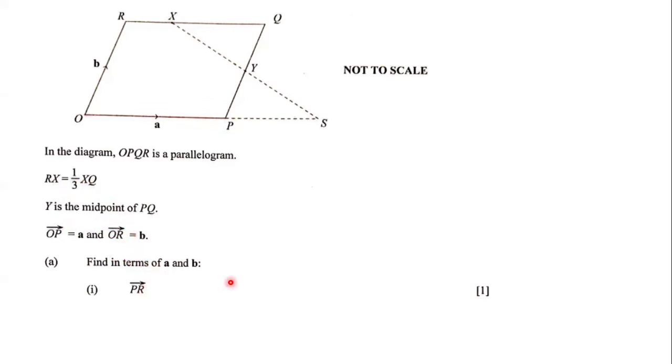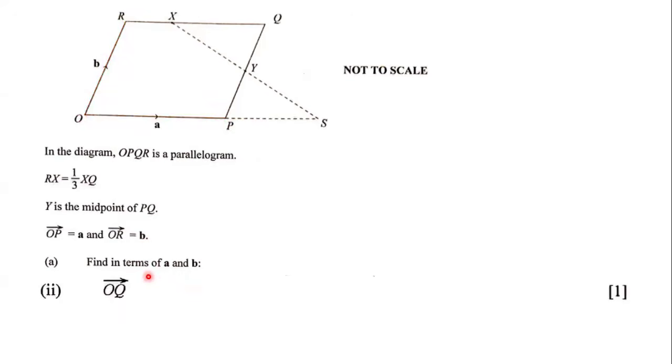So PR means that we start at P, and then we end at R. So this is going to be P to O, and then from O to R. That means that we go from P to O, then we go from O to R. That's how we get from P to R. And so what do we have? Well, from P to O is going to be negative A because we're going in the opposite direction of A. Notice that the A is going in this direction, but we're going in the opposite direction. So we have negative A. And then from O to R, it's going to be positive B. So PR is equal to negative A plus B.